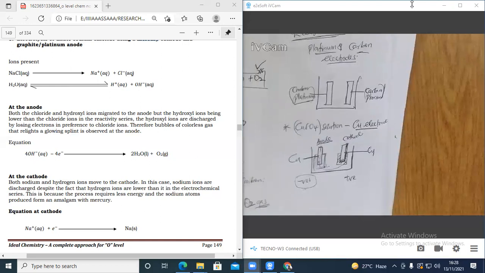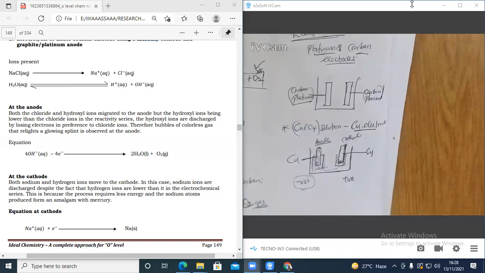This is a solution. It has two ions, hydrogen and sodium. So if one of them has attached itself to the electrode, the other one will continue passing the what? The electrons.